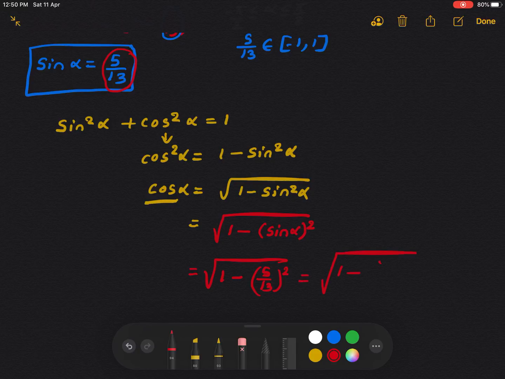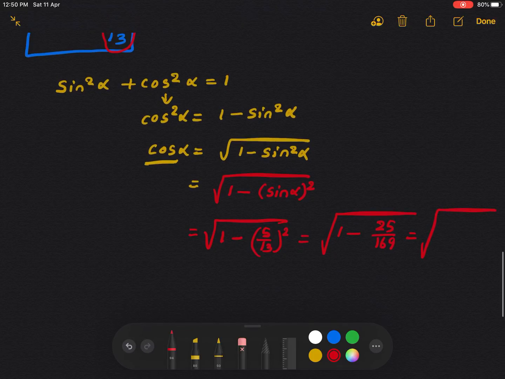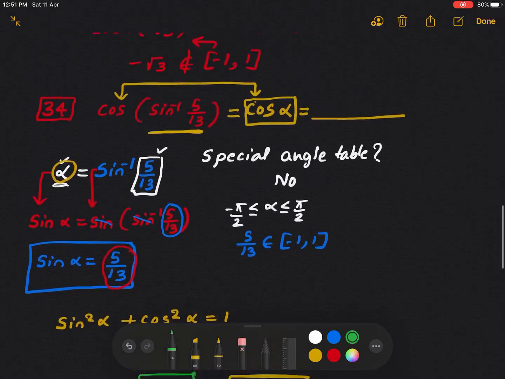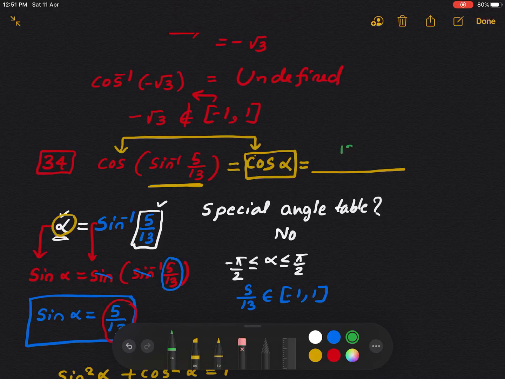That is 1 minus 25 over 169. Just multiply 1 by 169 over 169, so the denominator is 169. 169 minus 25 is 144. So, 144 over 169, and the square root gives 12 over 13. You got the cosine alpha now. Cosine alpha is equal to 12 over 13. So, this is the answer.